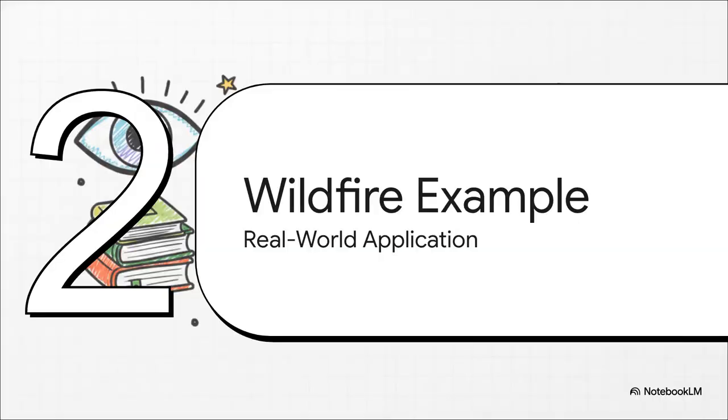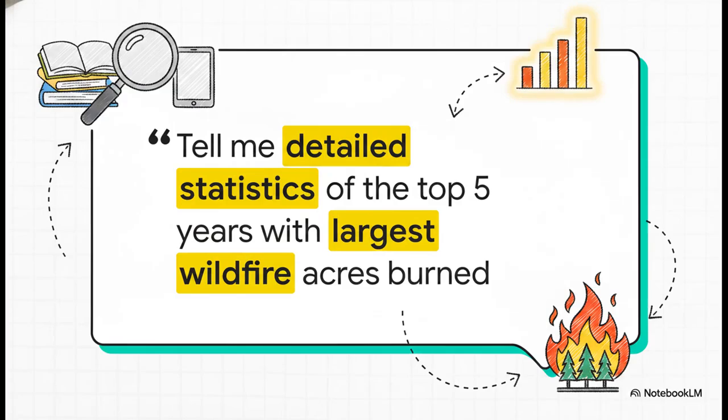Let's bring this to life in Section 5, Real-World Wildfire Example. Imagine a user types in this exact query. Tell me detailed statistics of the top 5 years with largest wildfire acres burned. Now, to answer this properly, the system absolutely cannot just look at one paragraph. It has to retrieve a text passage on historical averages, a markdown table of annual fires, and most importantly, an image of a bar chart showing the top 5 years by acreage. The AI literally has to reason over the text, the table, and the chart all at the exact same time.